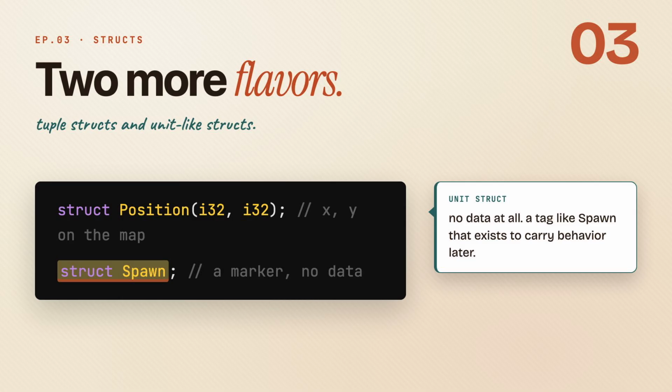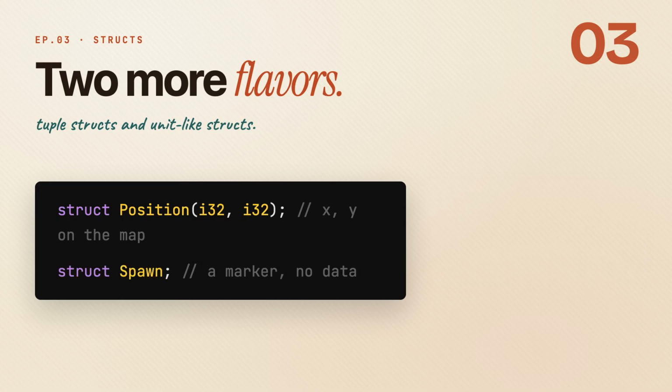On the other hand, a unit struct is spelled with a name and a semicolon, done. No fields at all, just a name, useful as a marker type. We will see why in later episodes, of course. But a tuple struct is for positional data, a unit struct is for when the name is the data, and named fields are most of the time what you want.